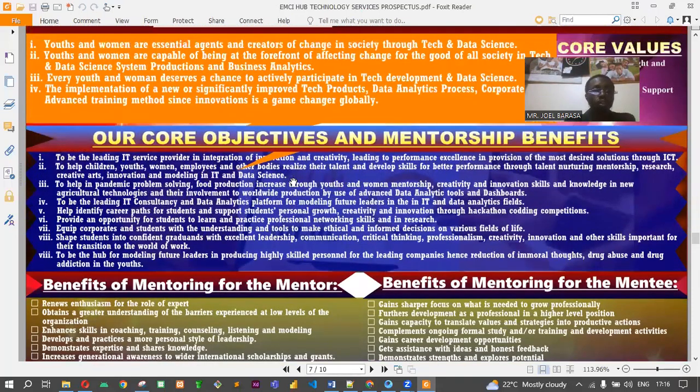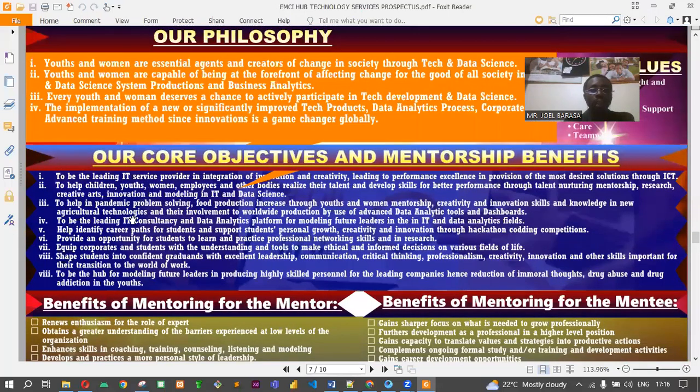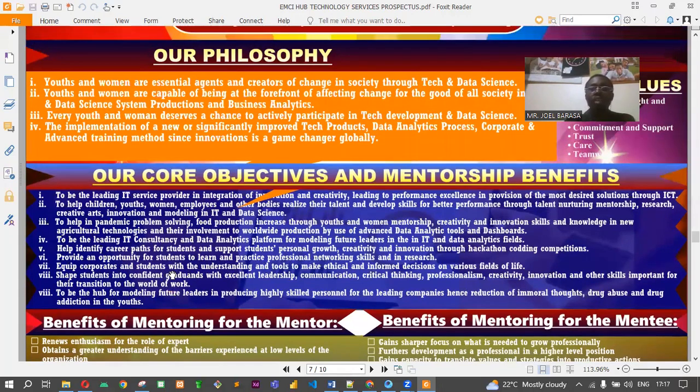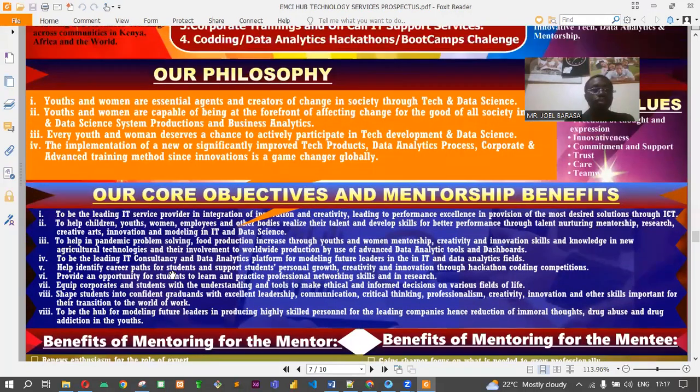We help you grow to be a leading IT developing company, help in problem solving, to be a leading IT consultancy and career growth, equip corporates and students with understanding of tools and ethics for your growth, to be a hub of modeling future leaders in producing highly skilled personnel for leading companies, hence reduction of immoral thoughts, drug abuse and drug addiction in the youths, and also be able to know what career path you have decided to choose, and then grow there.